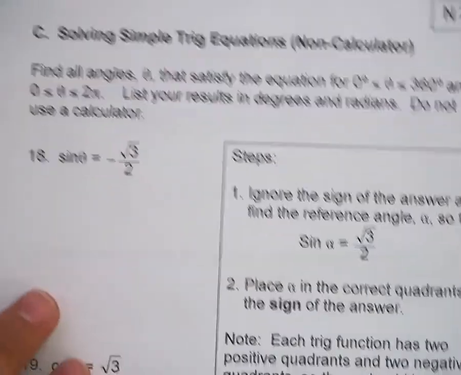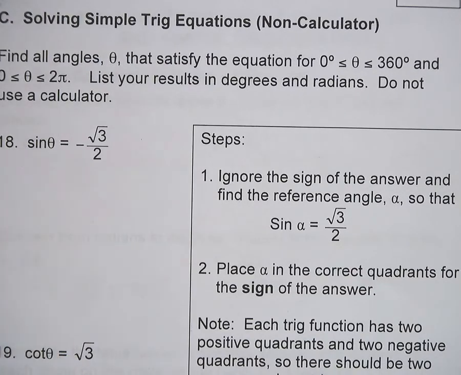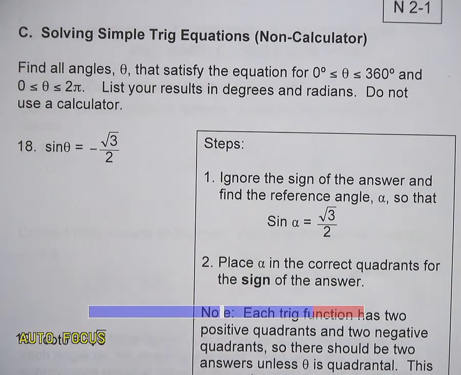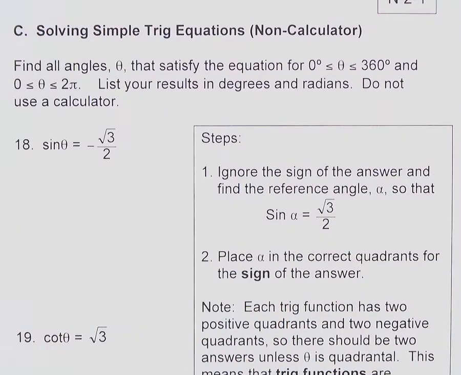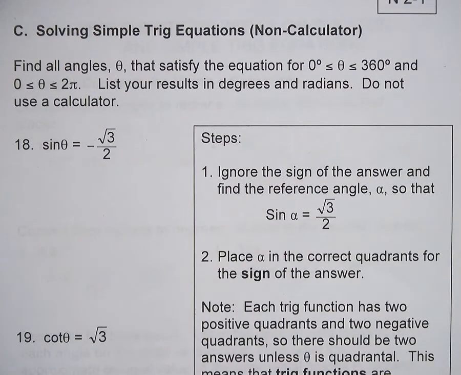All right, one last thing here. We're going to do some simple algebra to trig. Solving simple trig equations, non-calculator. Find all angles theta that satisfy the equations, 0 to 360 and 0 to 2 pi. List your results in radians and degrees. Do not use a calculator.